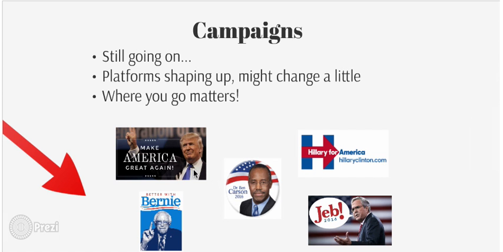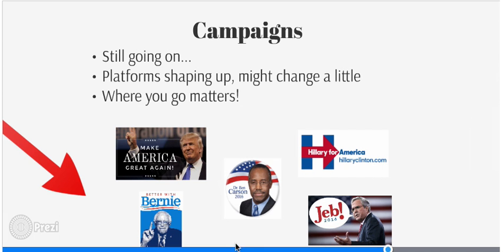Here's some campaign slogans and some symbols: Jeb, Hillary, Ben Carson, Trump, and Bernie. No, he's not flicking people off. That is his index finger, just in case you're wondering.